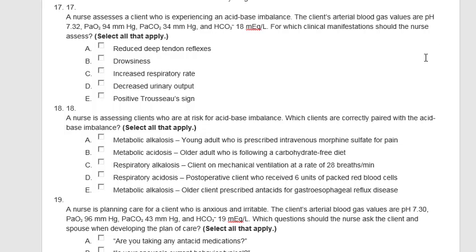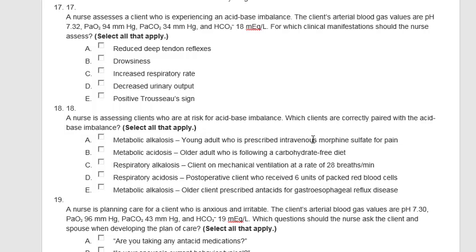Which clinical manifestations should the nurse assess for? So when we have a metabolic acidosis, you're going to have decreased deep tendon reflexes, you're going to have drowsiness, and you're going to have an increased respiratory rate because your lungs are going to be trying to compensate.